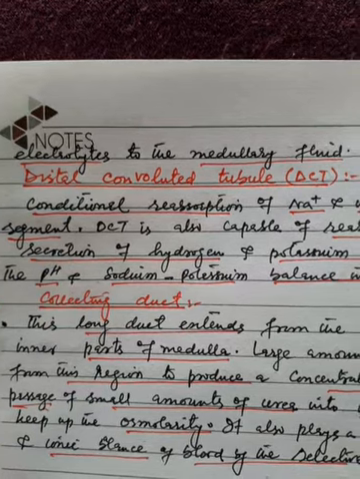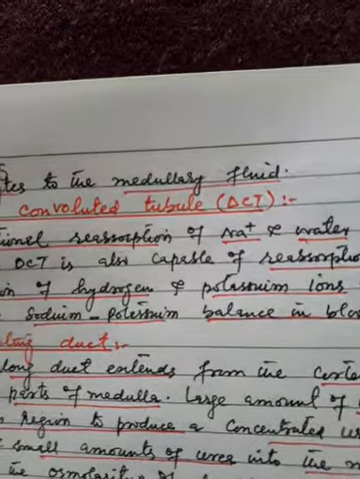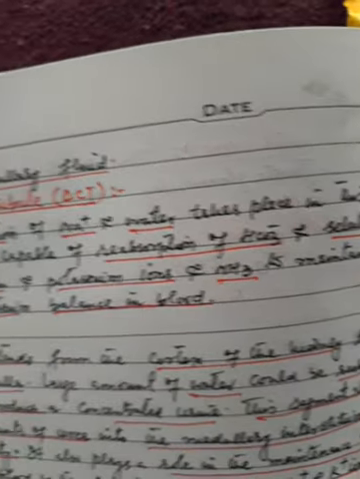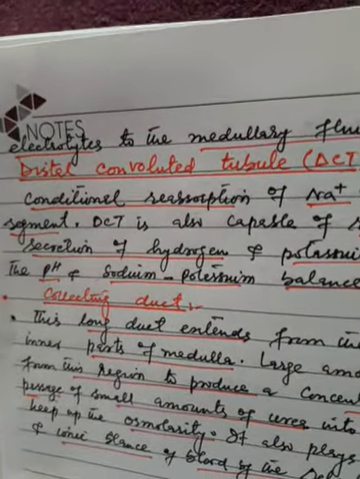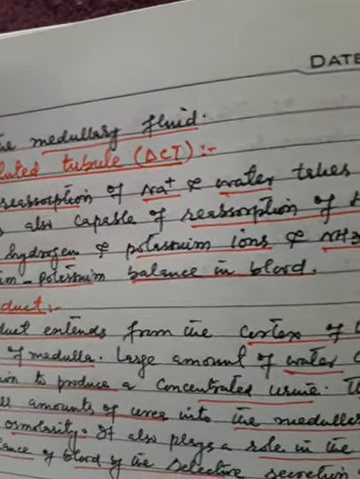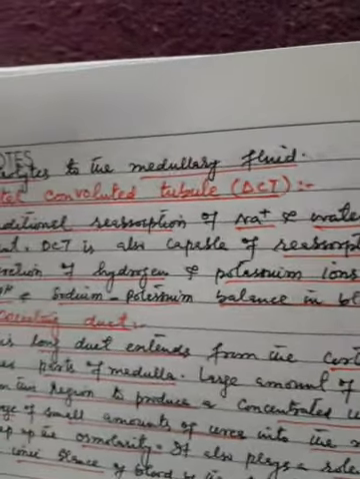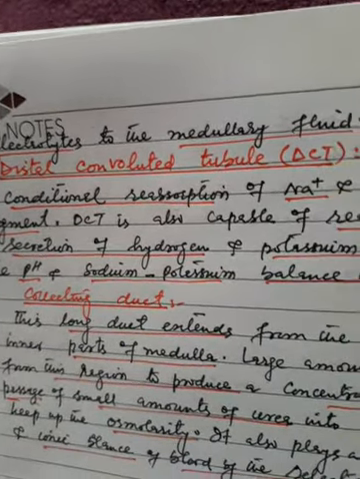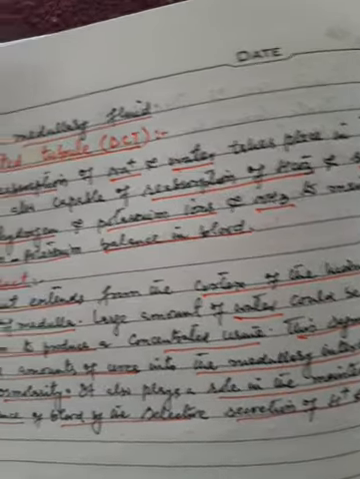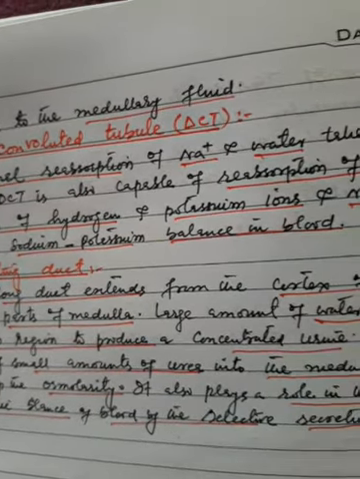Now, distal convoluted tubule, DCT. Conditional reabsorption of sodium ions and water takes place in this segment. DCT is also capable of reabsorption of hydrogen carbonate and selective secretion of hydrogen and potassium ions and ammonia to maintain the pH and sodium-potassium balance in blood.